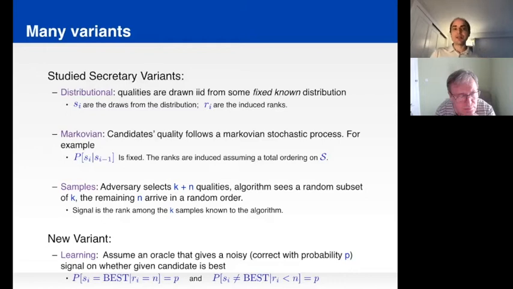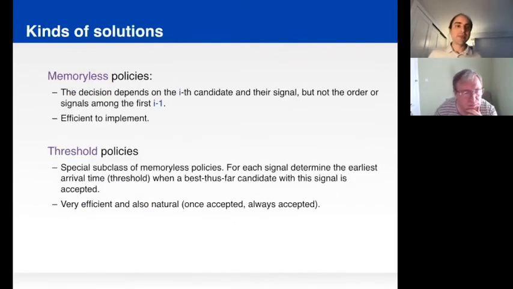Great. So now let's look at these variants and ask what the solutions look like to all of these. If you explore, there's really two kinds of solution concepts that we see, because these are almost the most natural and the ones that you would expect to see. We're going to call them memoryless and threshold policies. So what is memoryless? Memoryless just says the decision that I'm making depends just on the ith candidate that I'm seeing and the signal that has come from them.